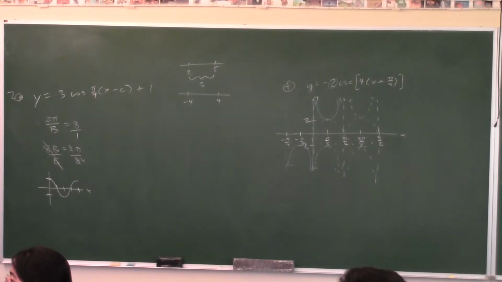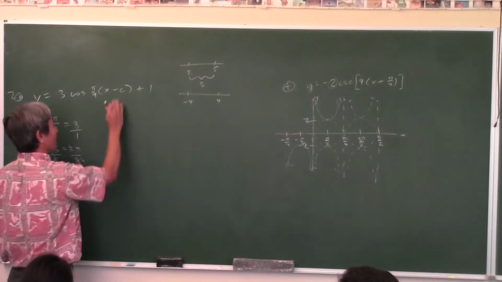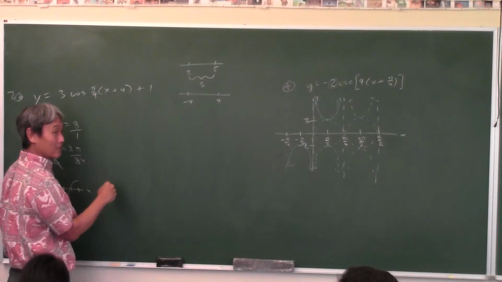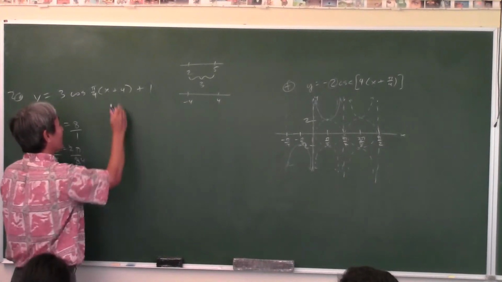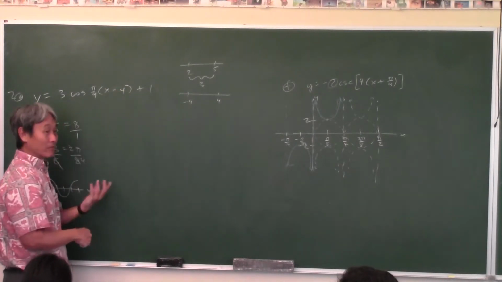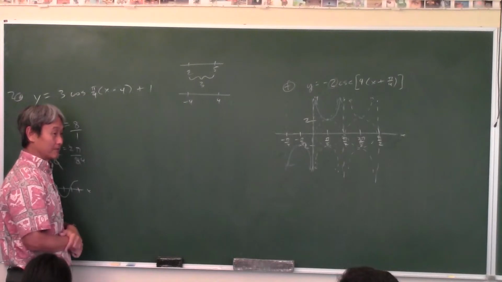Okay, if the cosine graph... get back here. If the graph starts up here, then how much did it get shifted? It got shifted 4 to the left, right? But then you can also say, what if I started over there? Then I have to shift it 4 to the right. And it doesn't matter, because the period is 8. If you think of it as shifting 4 to the left, then you would do this. If you think about it as shifting 4 to the right, both of them would be correct.